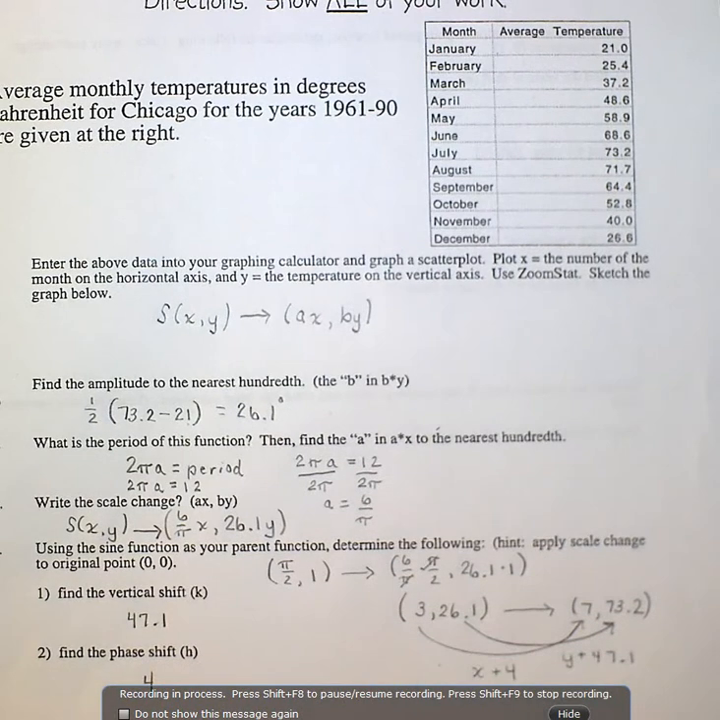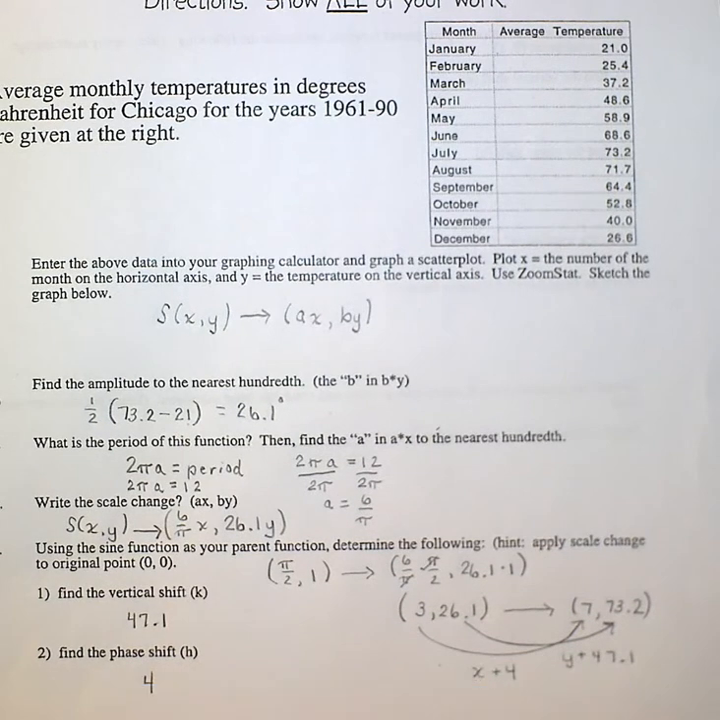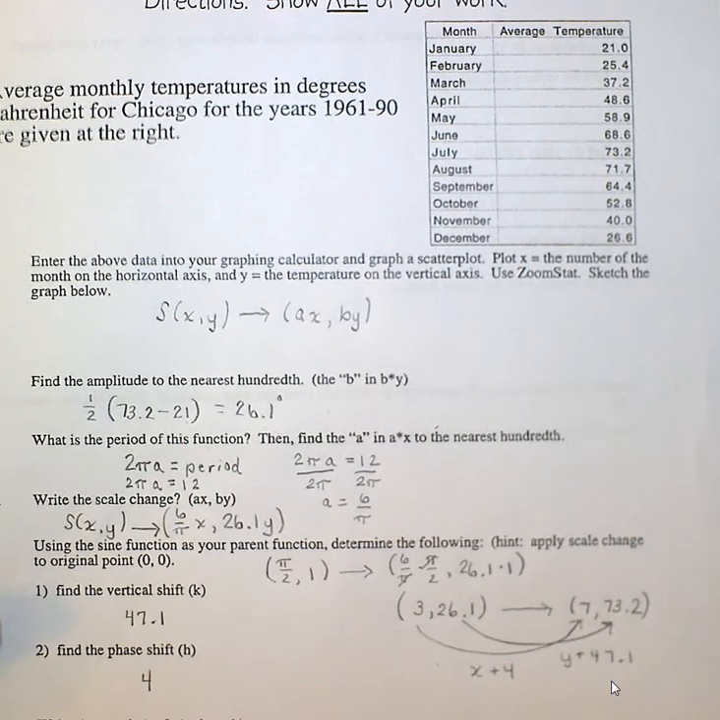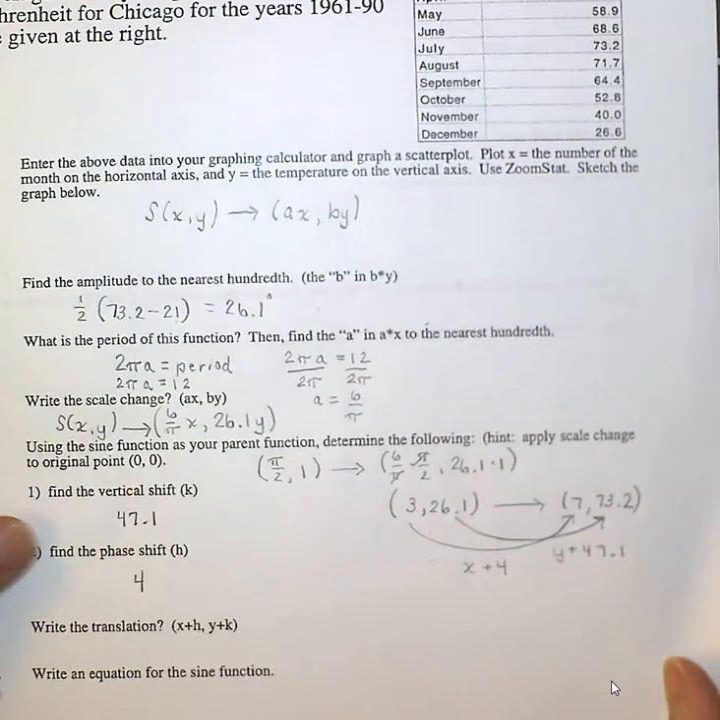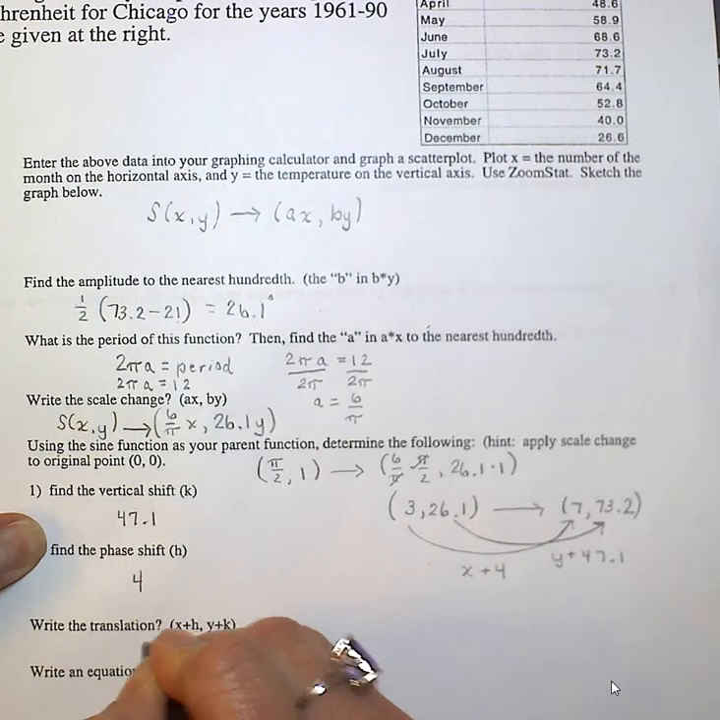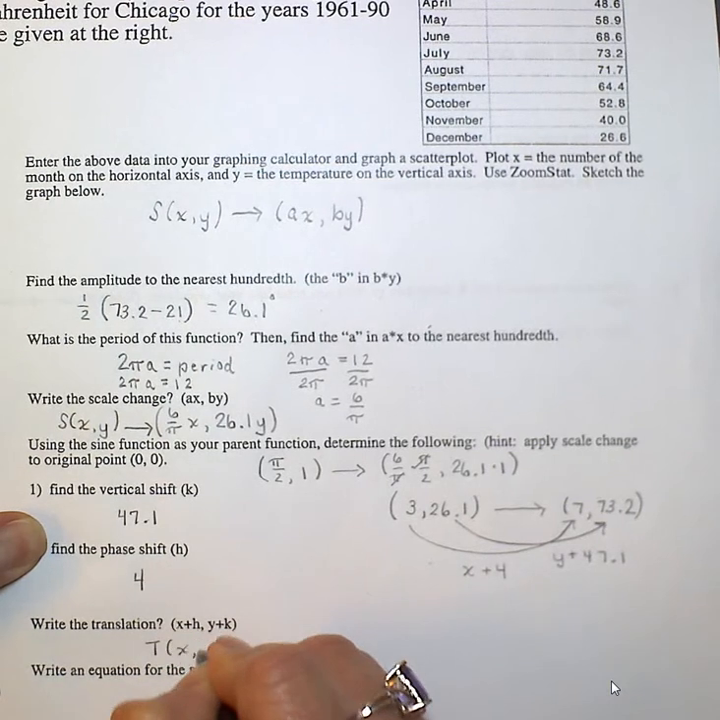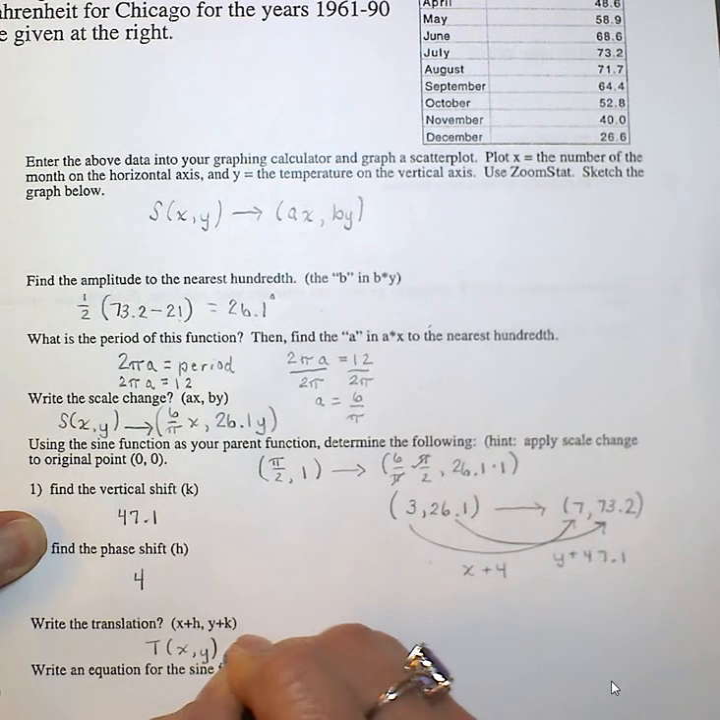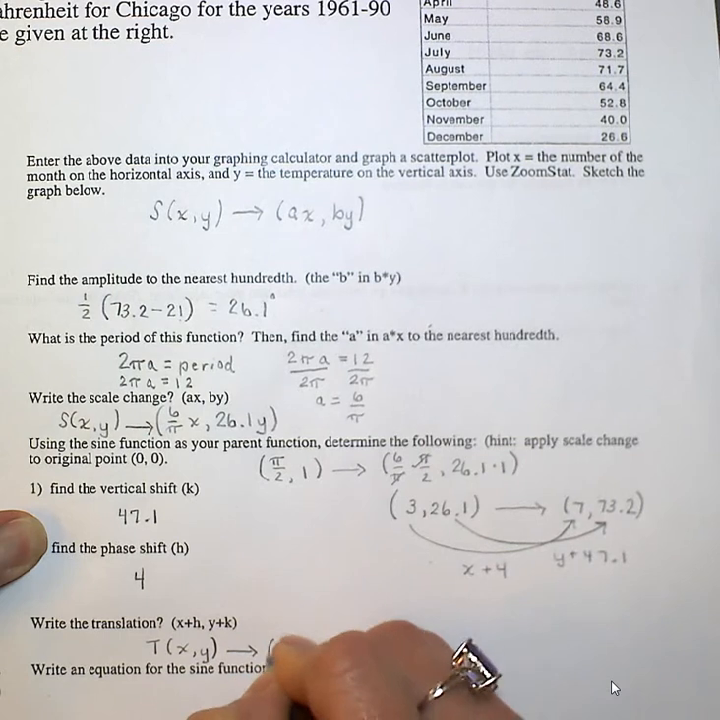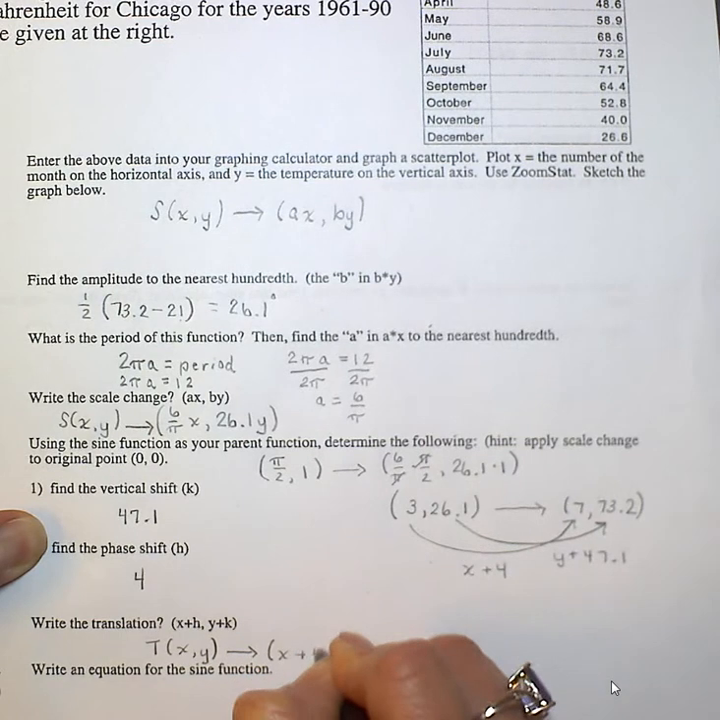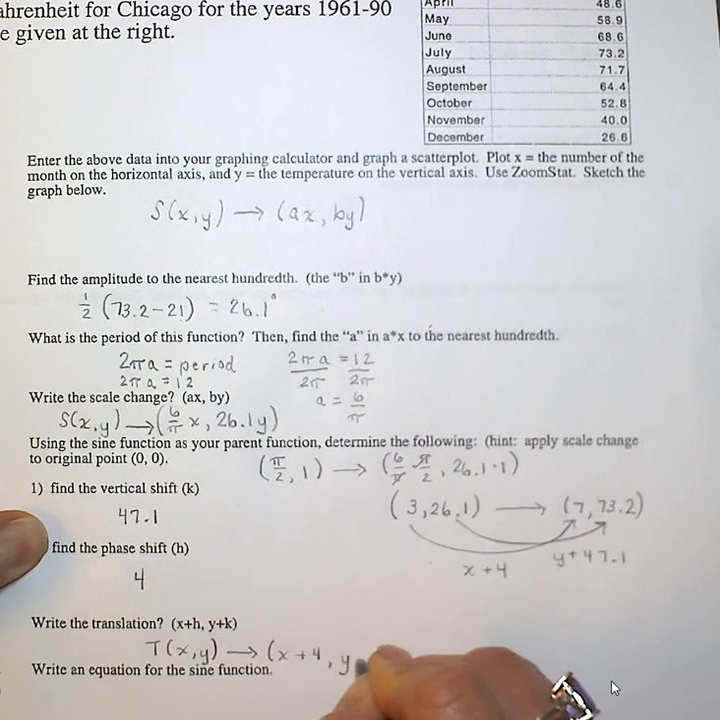Okay? So now the rule for my translation is that every point x, y after performing the scale change is going to land on x plus 4, y plus 47.1.